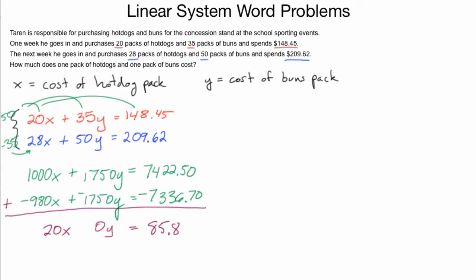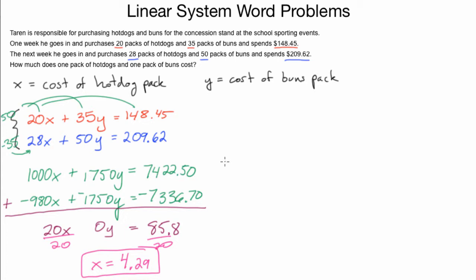Let's divide both sides by 20. And what do we get? X equals 4.29. All right, well, what did we just find? We just found that X is the cost of a hot dog pack. We just found that X is $4.29. So apparently, a pack of hot dogs, the ones Taryn is buying, is $4.29.